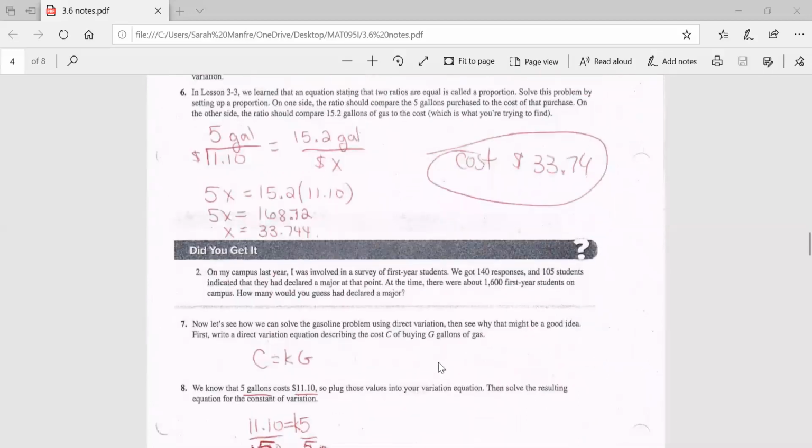All right, so now let's see. How can we solve this gasoline problem using direct variation? Well, we know that the cost is going to be equal to the constant of variation times the number of gallons. What's the constant of variation going to be? That's what we're going to have to figure out. So first, our equation is going to be cost is equal to some number, the constant of variation, times G, which is our gallons of gas.